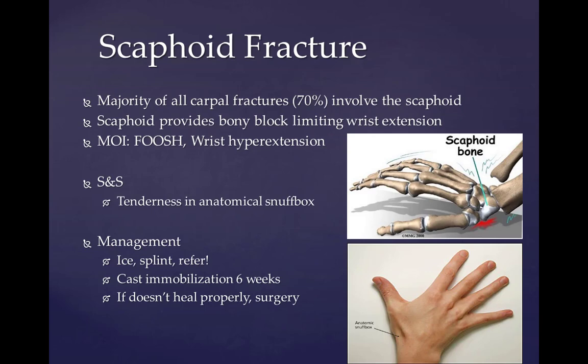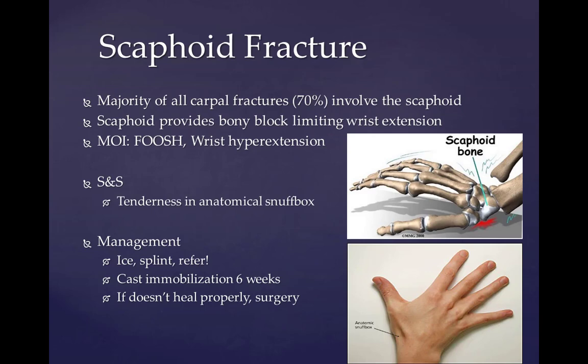Fractures of the scaphoid can occur with either a direct axial compression or with hyperextension of the wrist, such as a fall on the palm of an outstretched hand, or FOOSH. Treatment of scaphoid fractures is guided by the location of the fracture, either proximal, waist, or distal, displacement, whether it has instability or not, and patient tolerance for cast immobilization.